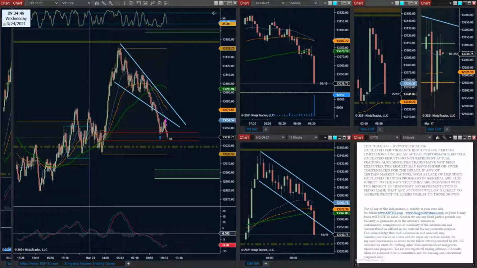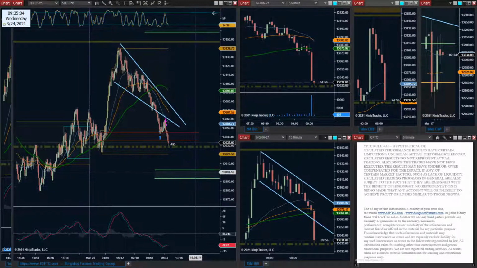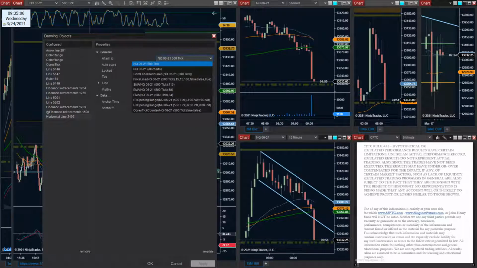Nice little bounce off that area, but if they're going to break through the L5, then realistically it would make sense for them to break the bottom. And if they're going to break the bottom, they're probably going to get that overshoot. And that's where things get really interesting. 13,003. 13,000's a huge number. Speaking of which.